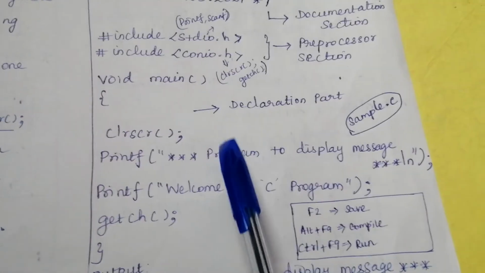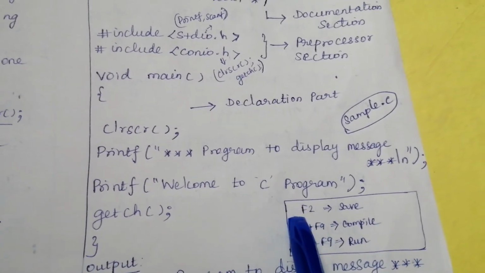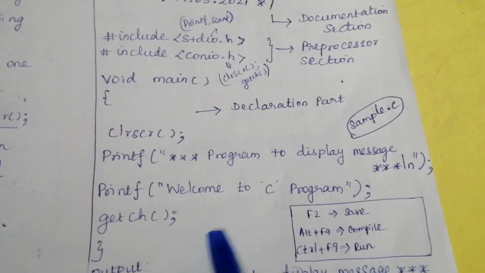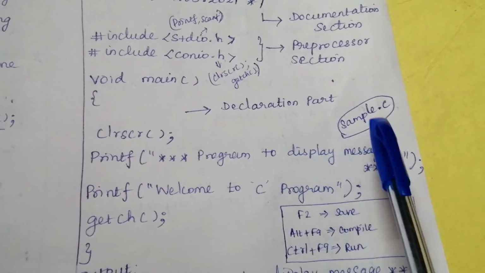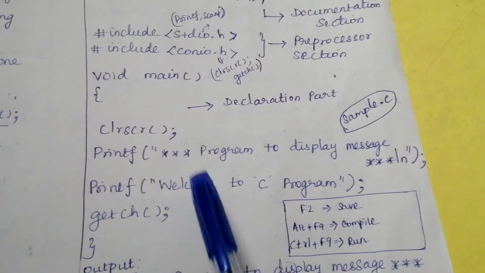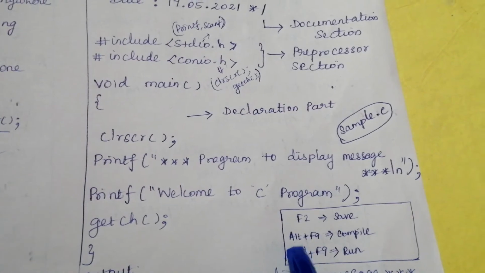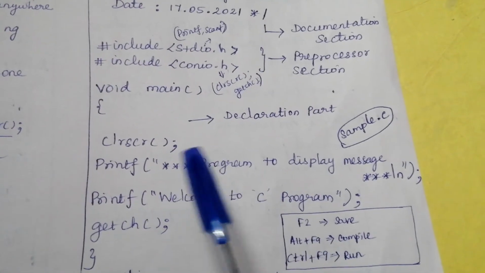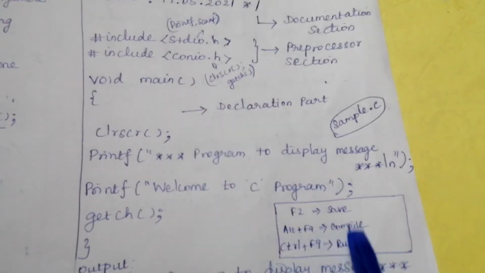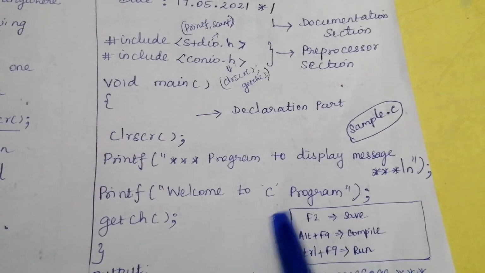I have saved this particular file by pressing F2. Either you can use the shortcut key or you can use the menu, File and then Save. I have given the name sample.c. Here .c represents the extension for a C program. After saving the file, you have to compile the program. For that you can use the shortcut key Alt plus F9. I'm talking about the Turbo C compiler, where you can do it like this. For compiling you can use the shortcut key Alt plus F9. So it will be compiled.